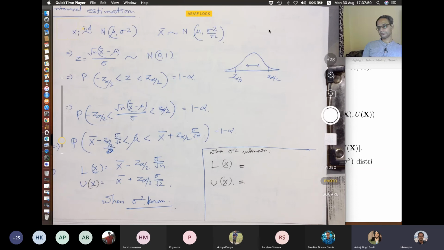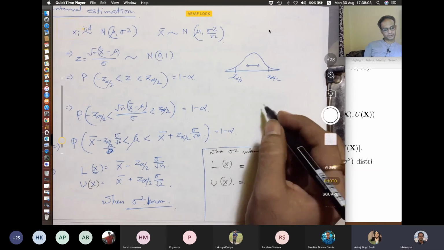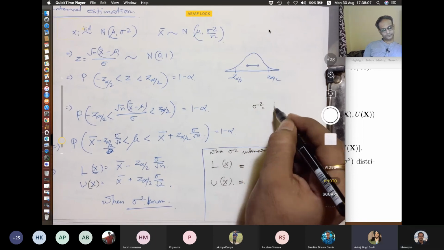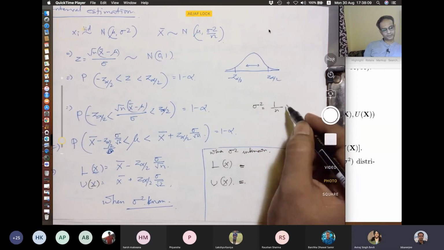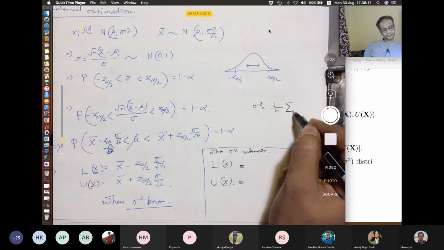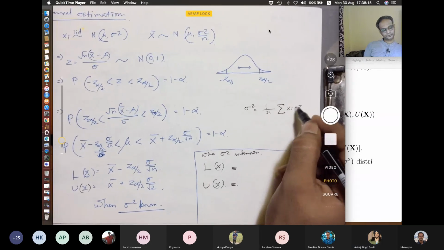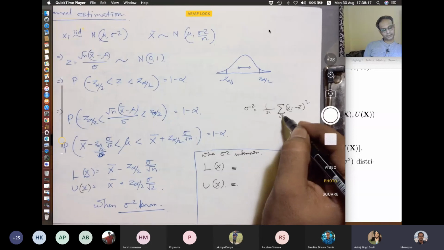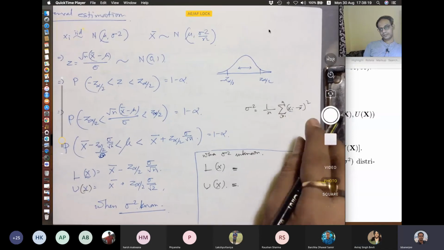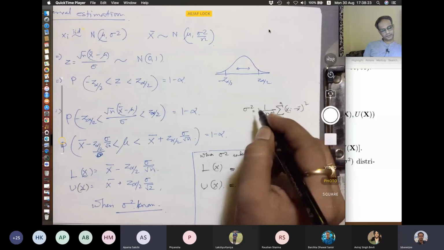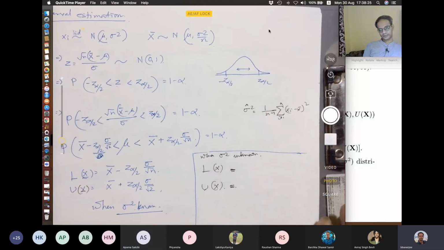So that S1 we studied in the last class. Yes, tell me the expression. 1 by n summation xi minus x bar whole square. Unbiased estimator I am asking for. This is not the unbiased estimator. It is 1 by n minus 1 instead of 1 by n. Yes. So sigma square hat is this.